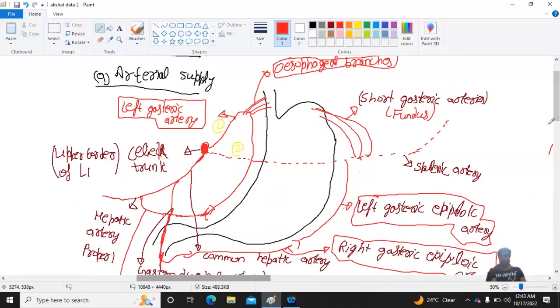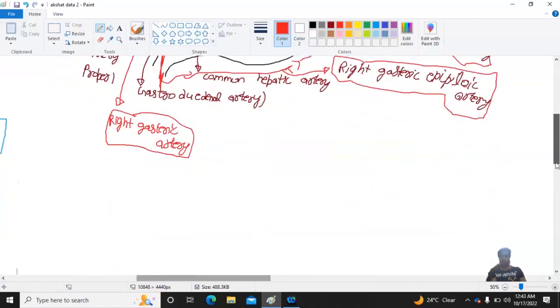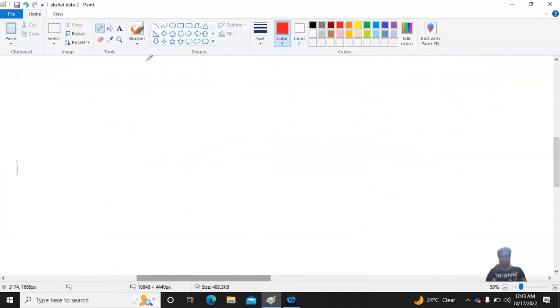Now come to the venous supply of the stomach. This is most similar to the arterial supply. The important point is the portal vein, which drains the stomach. First we draw the stomach.